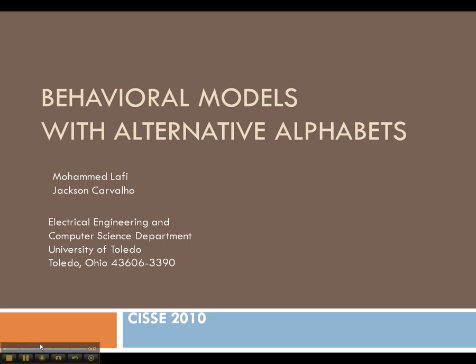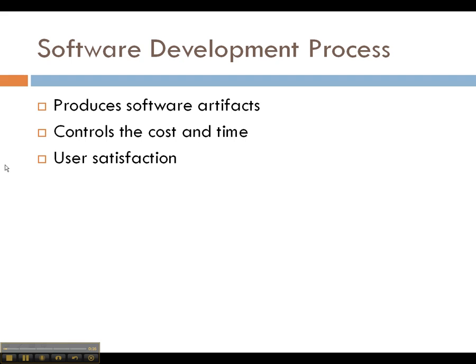Today we are going to talk about behavioral models with alternative alphabets. Let's start from the beginning and talk about the development process. As we know, the development process tries to produce the software application, and at the same time tries to control the cost and the time that is used for the development process and maximize the user satisfaction.